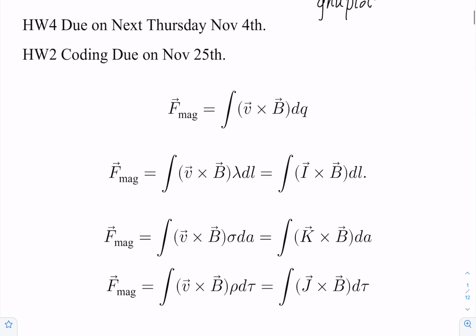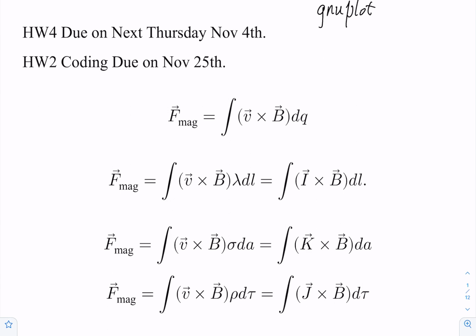In the last lecture, we discussed the Lorentz force, and the magnetic force is simply QV cross B. For a collection of charges, the magnetic force is the integral over all these charges, and then we generalize that to a line current, where the force is the integral of I cross B. At the end of the last lecture, we also generalized the line current to the surface current and the volume current.